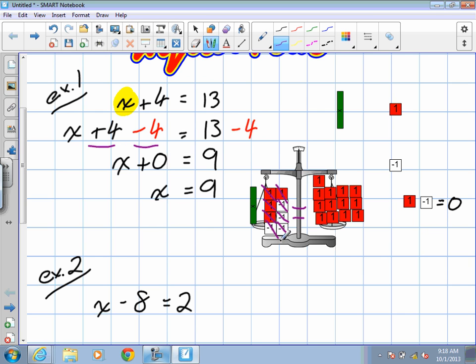That's great. But whatever I do to one side, I have to do the other. We already talked about that. So because I added negative 4 to the left of the scale, I need to add another negative 4 to this side of the scale.